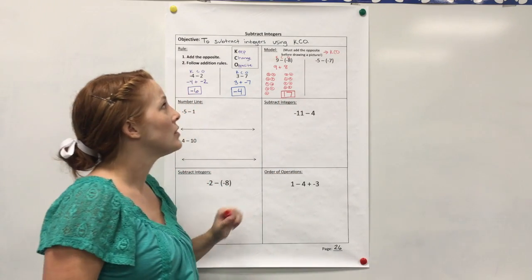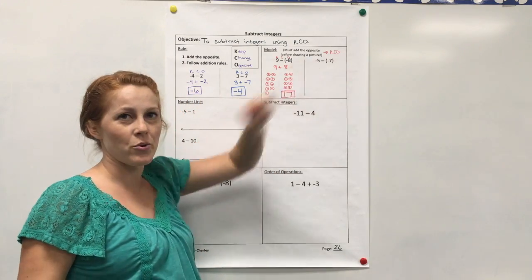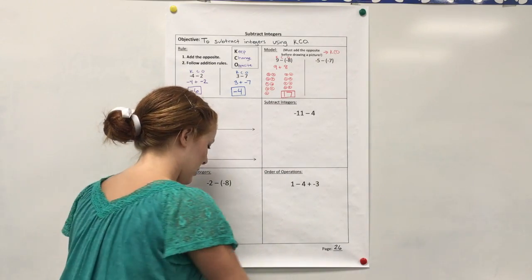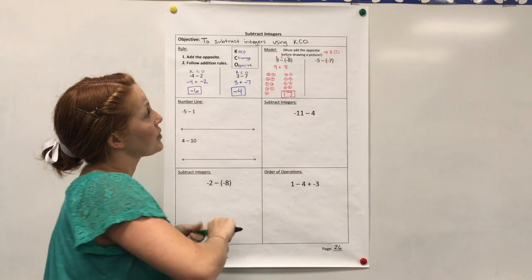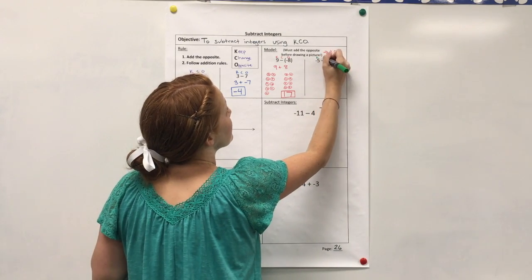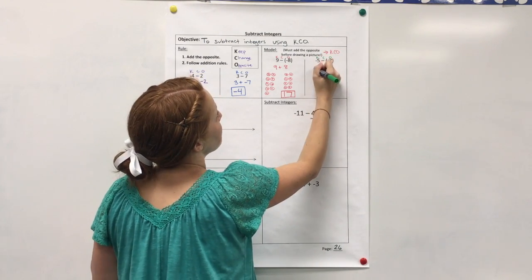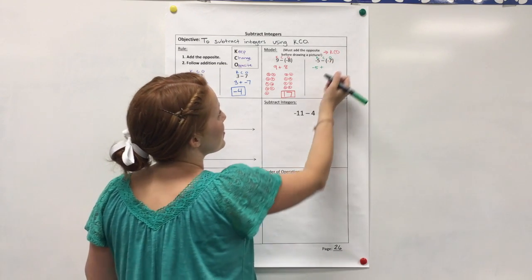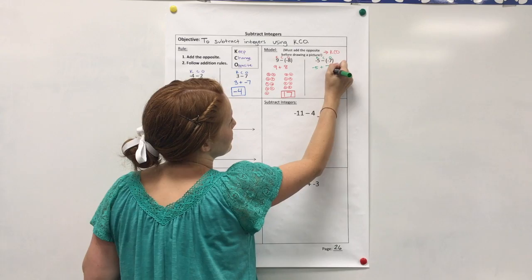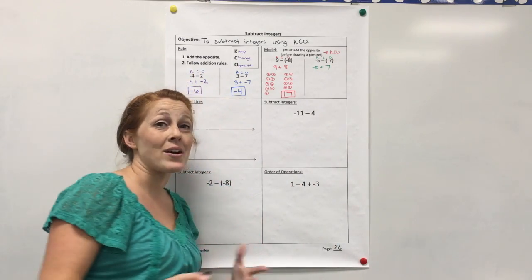All right, go ahead and try that. Start by doing KCO. All right, KCO, keep, change, opposite. The opposite of negative 7 is positive 7. Okay, so now I can draw a picture.